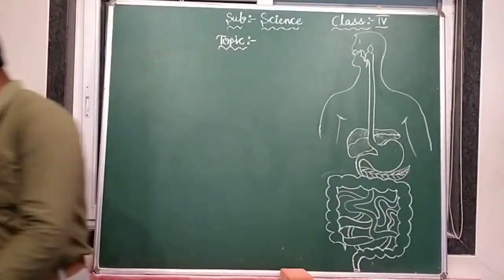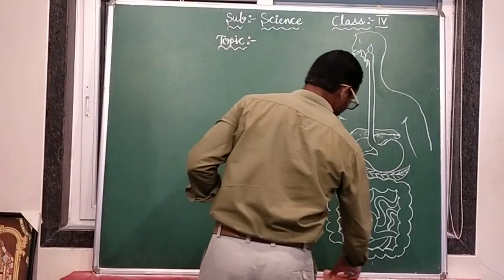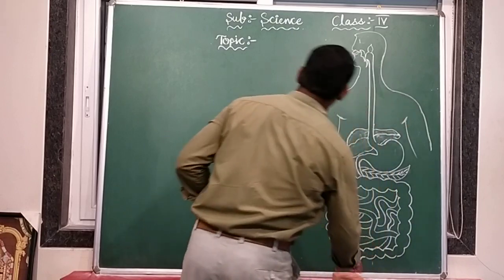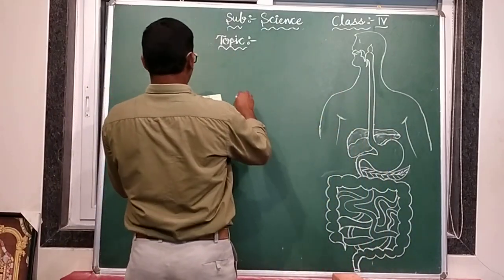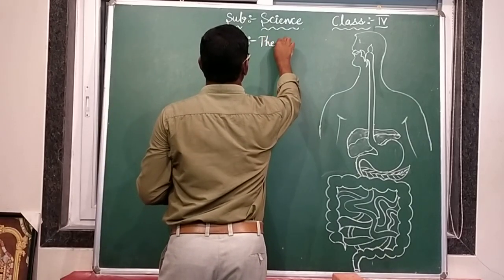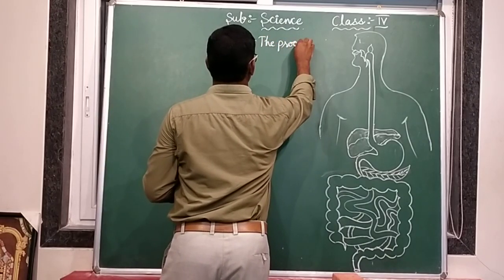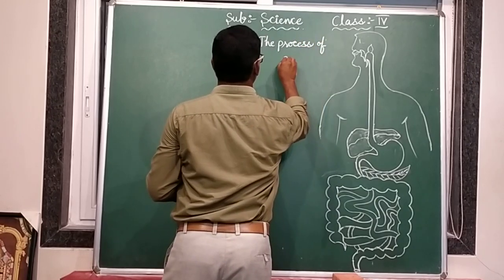Next, we are going to discuss some parts in the digestive system. What are they? How do they work? That is the process of digestion. What is the topic? The process of digestion.